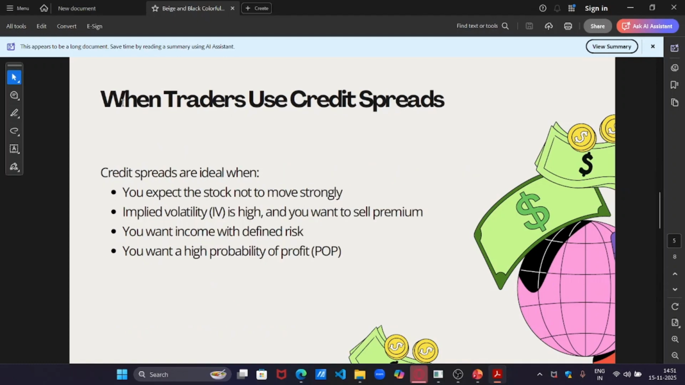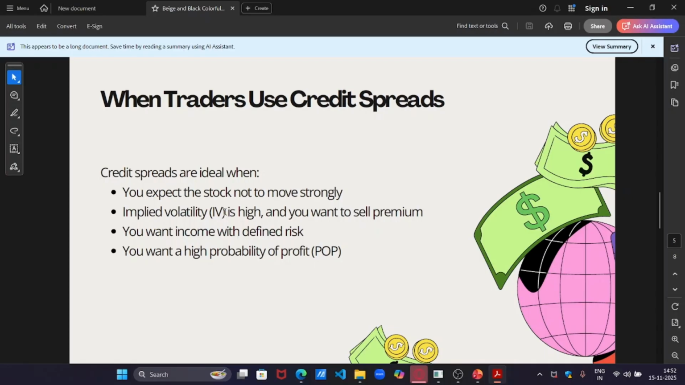Now, when do we use credit spreads, the bull put spread and the bear call spread? When you expect that the stock would not move really fast. It is not going to rally, or you don't know how much time it is going to rally. It will go up, but I am not sure when, maybe in a week or two, but it will not move very fast. I know this. In that case, you will use credit spreads.